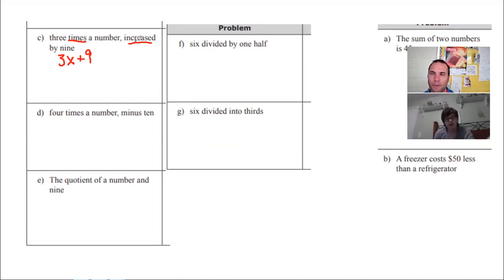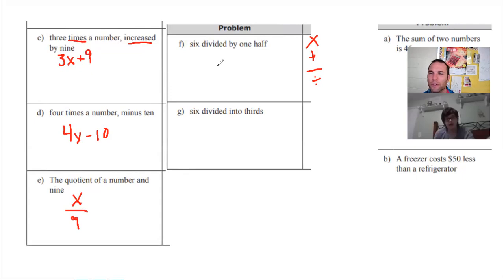Okay, so I'm finding my verbs, I'm finding my operations. Remember, everything is plus, minus, multiply, and divide. 4 times the number minus 10. Quotient of a number and 9. So a quotient means divide. So x divided by 9.